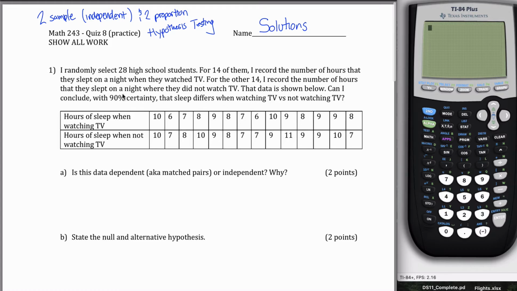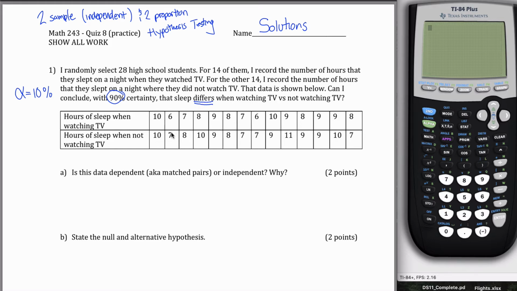Can I conclude with 90% certainty? It's telling me that alpha is 10%, because alpha is always 1 minus your level of certainty here. That sleep differs, that'll be a key word. That's going to tell me it's a two-tailed test. It doesn't say that you sleep more when you're watching TV or you sleep less when you're watching TV. It's saying that those numbers differ, two-tailed test.